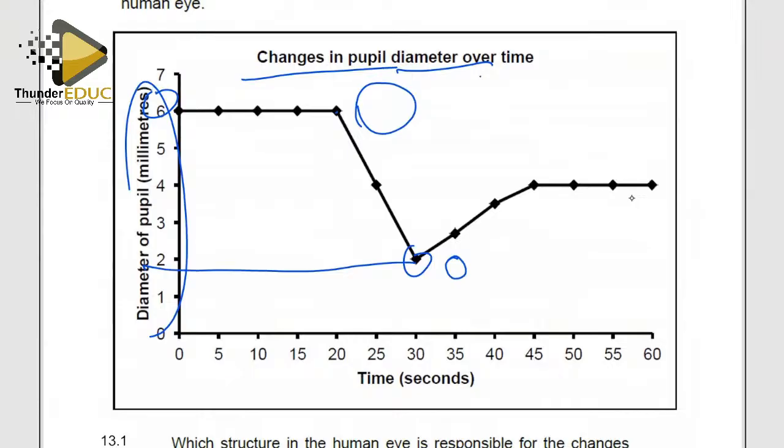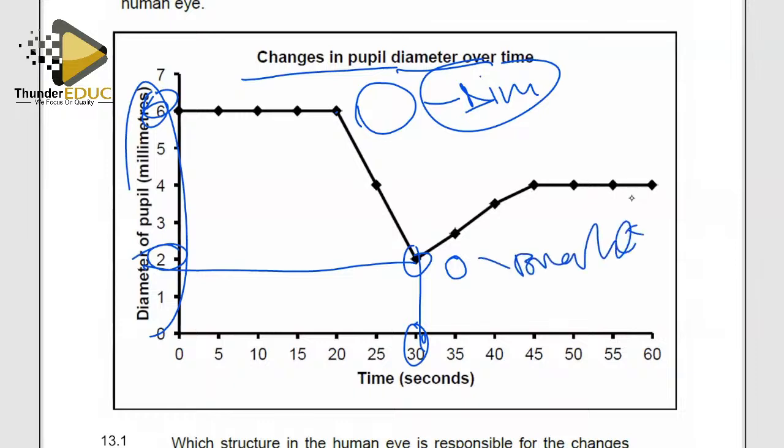So if you look at here, maybe this person was viewing in dim light because the diameter of the pupil is at 6, bigger than the diameter at 30 seconds, which is around 2. So this was bright light. What about this? Maybe it was moderate light, because sometimes the light is not too much and not too little. So the diameter will adjust according to the amount of light subjected to the eye. That is the pupillary mechanism.